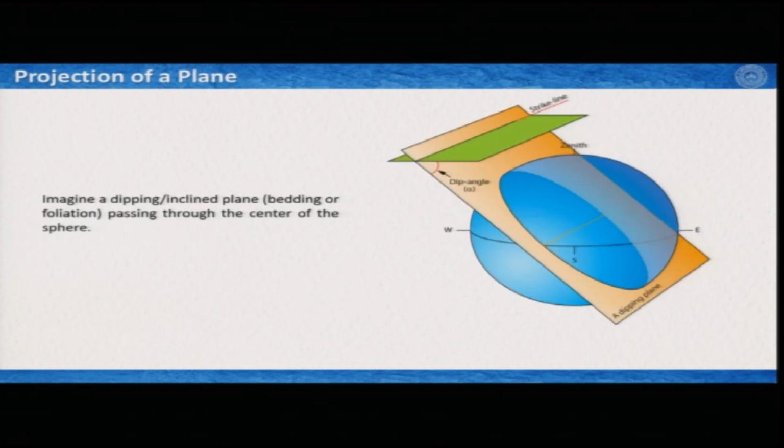Let us have a look at how to project a plane on the Stereonet, or what is the basic of projecting a plane on the Stereonet. It is very similar to the way we projected the line, but because it is a plane, it involves a little complexity. But first let us define the plane. In this diagram, what we see is this blue sphere, the zenith is there, then this is your equatorial plane, and we have a plane which is orange in color here and inclined, and also we have a green horizontal plane.